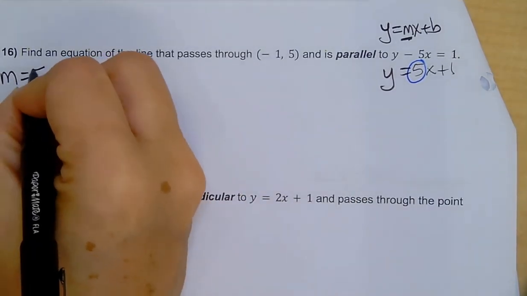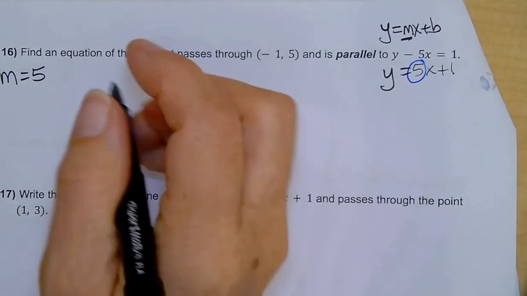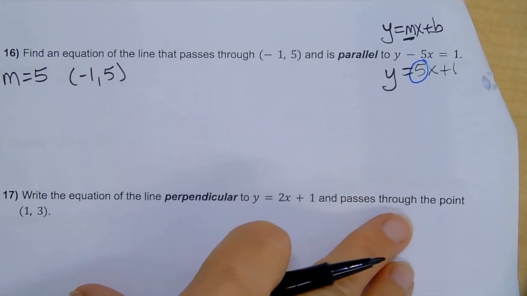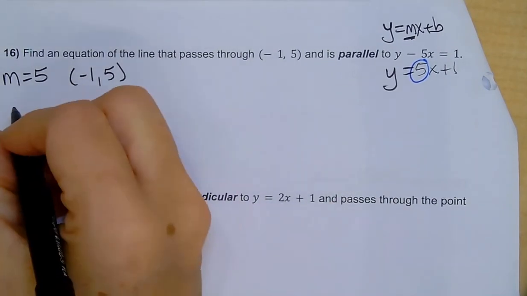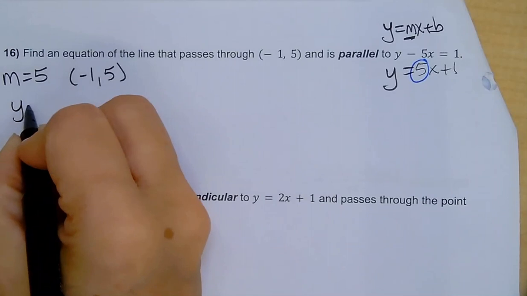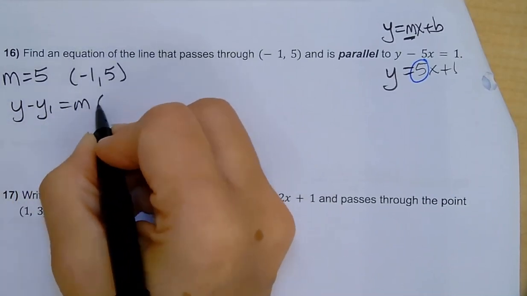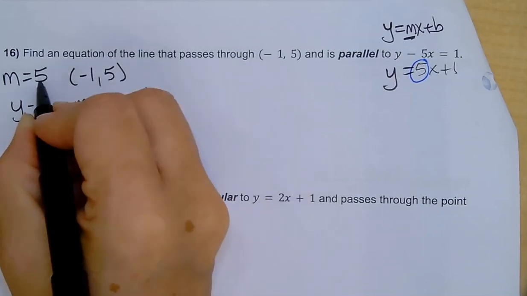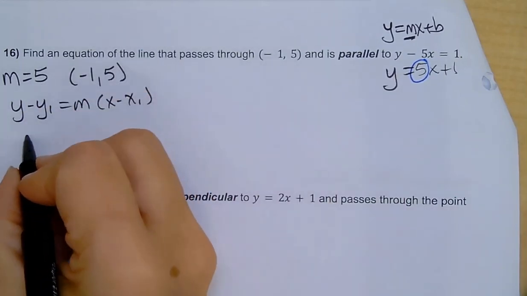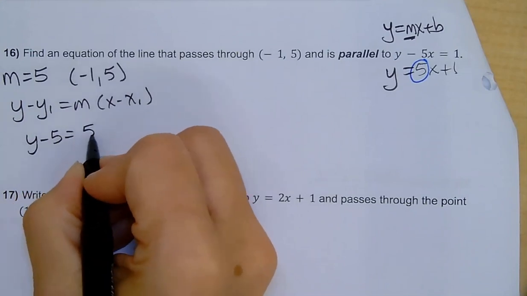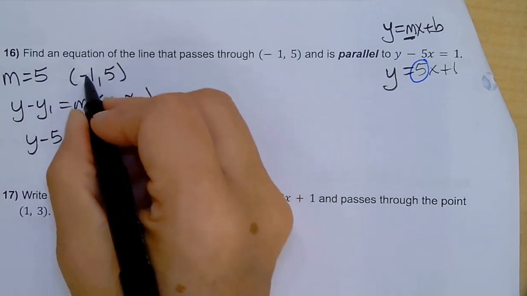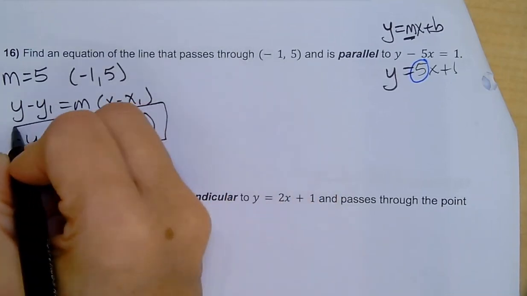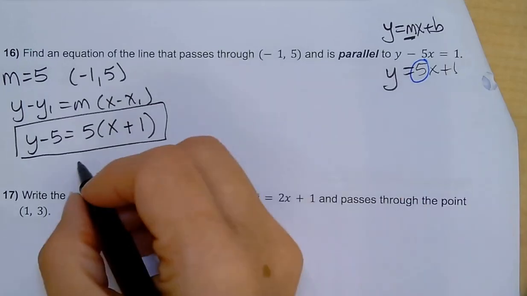I need a slope of 5, and I have this point. The point is negative 1, 5. It says find an equation of a line that passes through that point. I'm going to go ahead and use the point-slope form: y minus y sub 1 equals m times x minus x sub 1. Because then I can just plug in. I've got my slope and I've got my point. So I'm going to say y minus 5 equals 5 times x minus negative 1, which is going to be x plus 1. That is the point-slope form of the line.